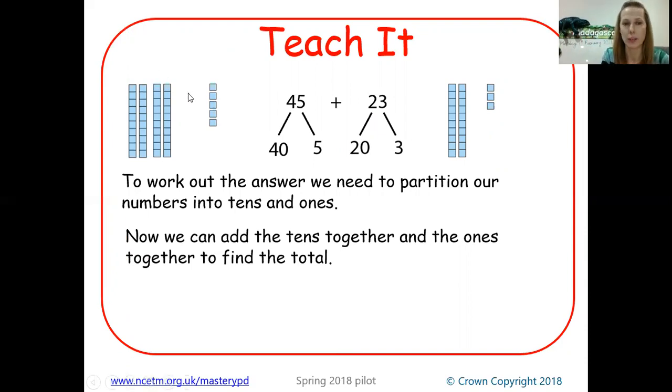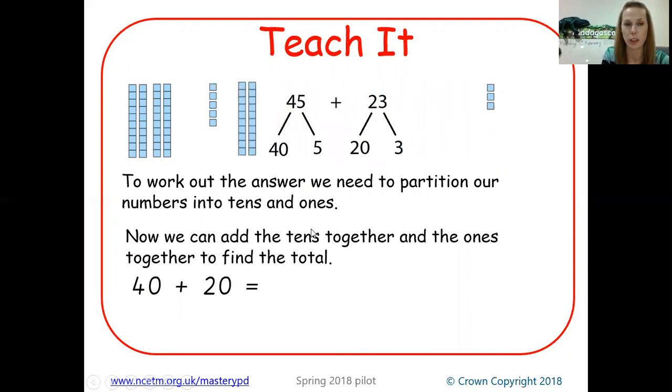So how many tens have I got over here? I've got 40 from 45. Add 20 from 23. So 40 add 20. I've got 40. I'm going to bring these ones across. So that's 40, 50, 60.